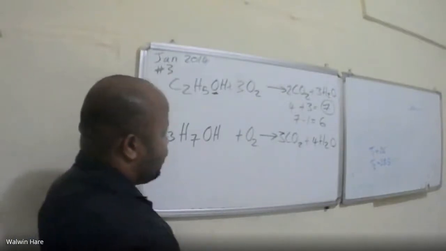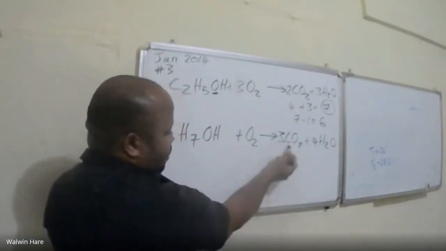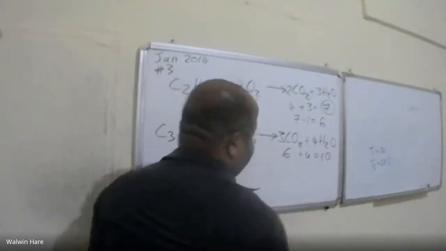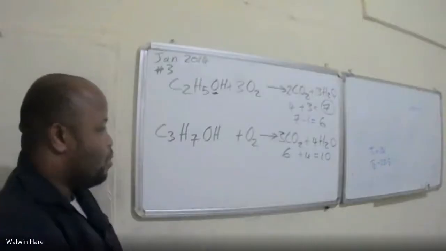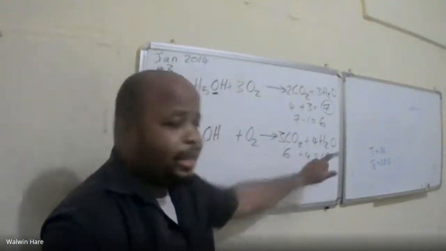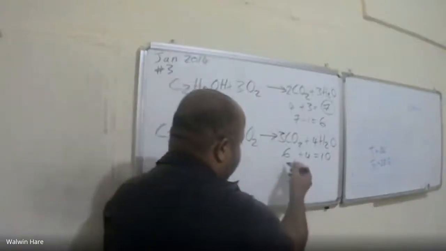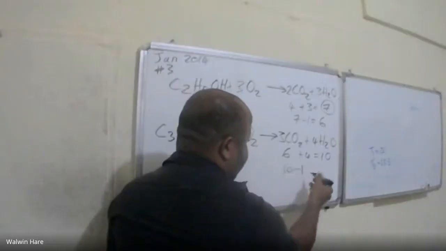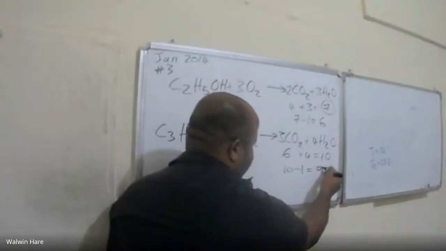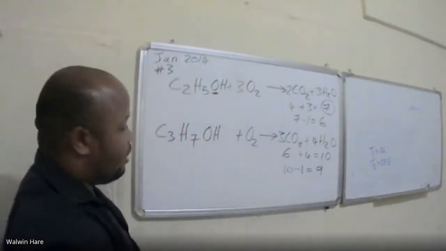Let's move on to the oxygen now. How many oxygen do we have here? 6. All right. And how many do we have here? 4. All right. So 6 and 4, that is 10. Right. Now, how do we account for the oxygen in alcohol? What should we do to the 10? Minus 1. So if we minus 1 from the 10, that leaves us with how much? 9. Right. Now, 9 is an odd number.